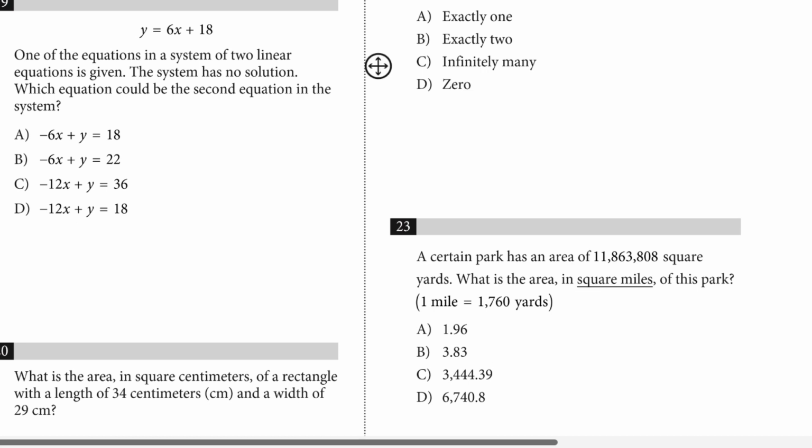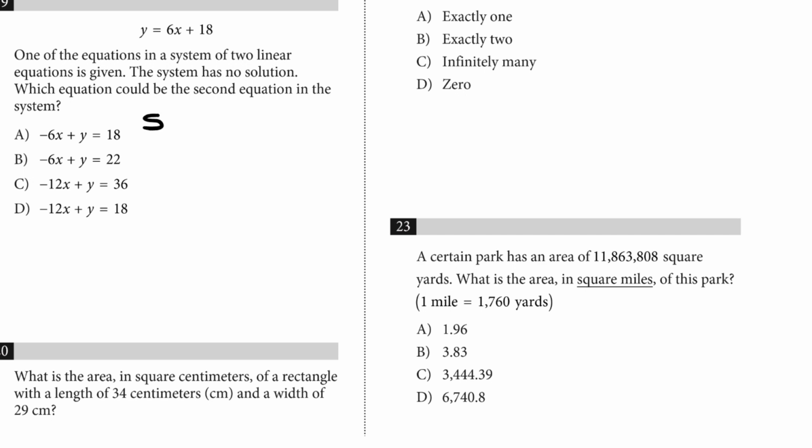Number 19. One of the equations in the system of two linear equations is given. The system has no solution. Which equation could be the second equation in the system? If the system has no solutions, that means two things.